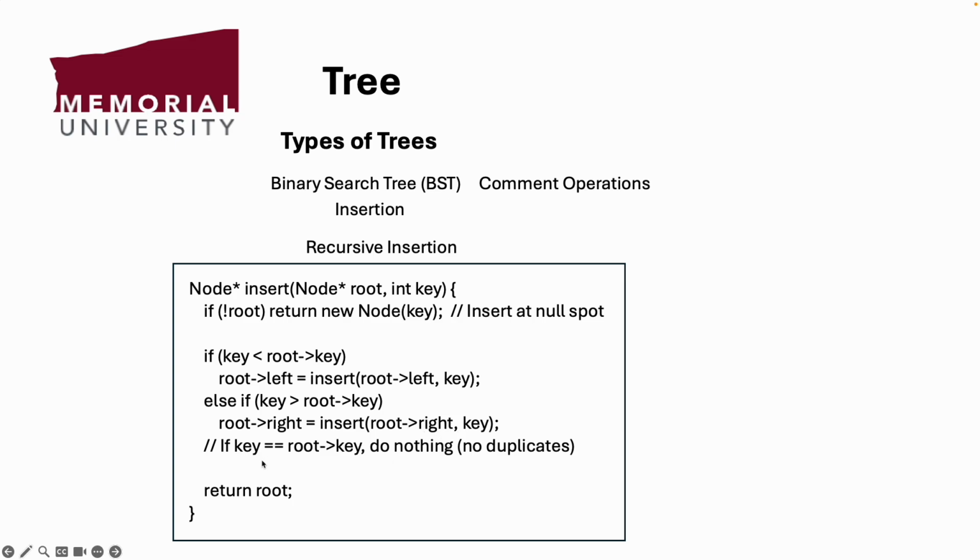So in the case where we find the key in this binary search tree, we do nothing, because duplicate keys are not allowed in the binary search tree. It means nothing is inserted if the key can be found in this binary search tree. And then we return the root, right? So this is the way to process the insertion recursively.